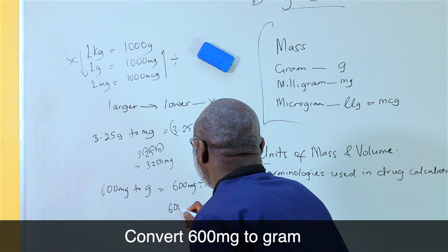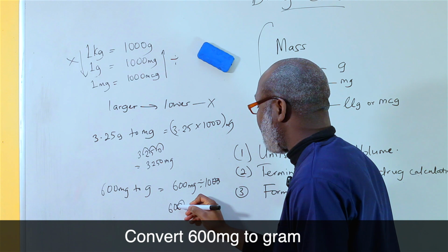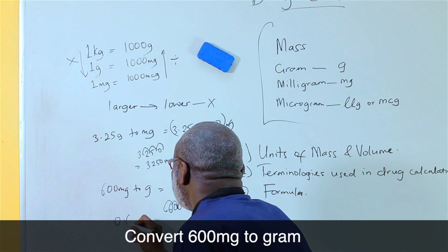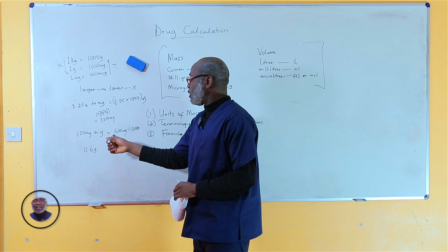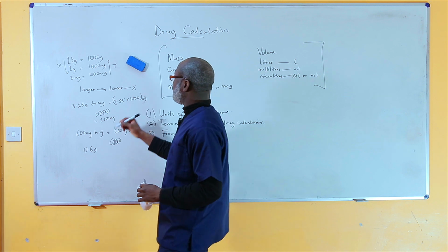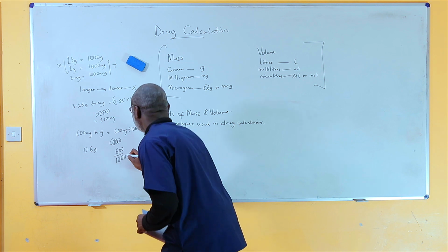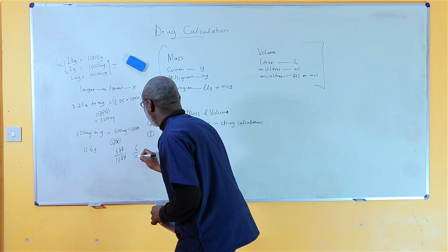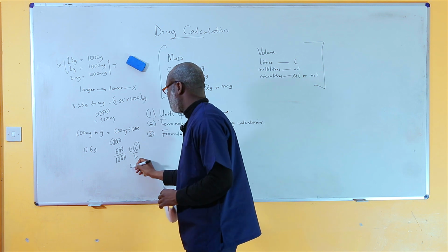How many zeros in 1,000? We have 3 zeros. Then from here, 1, 2, 3. That would be 0.6 gram. So 600 milligram to gram will be 600 divided by 1,000. It's the same thing. You can use your calculator for both. Like 600 divided by 1,000: 0 will cancel 0, 0 will cancel 0, 6 over 10, 6 divided by 10 will be 0.6.